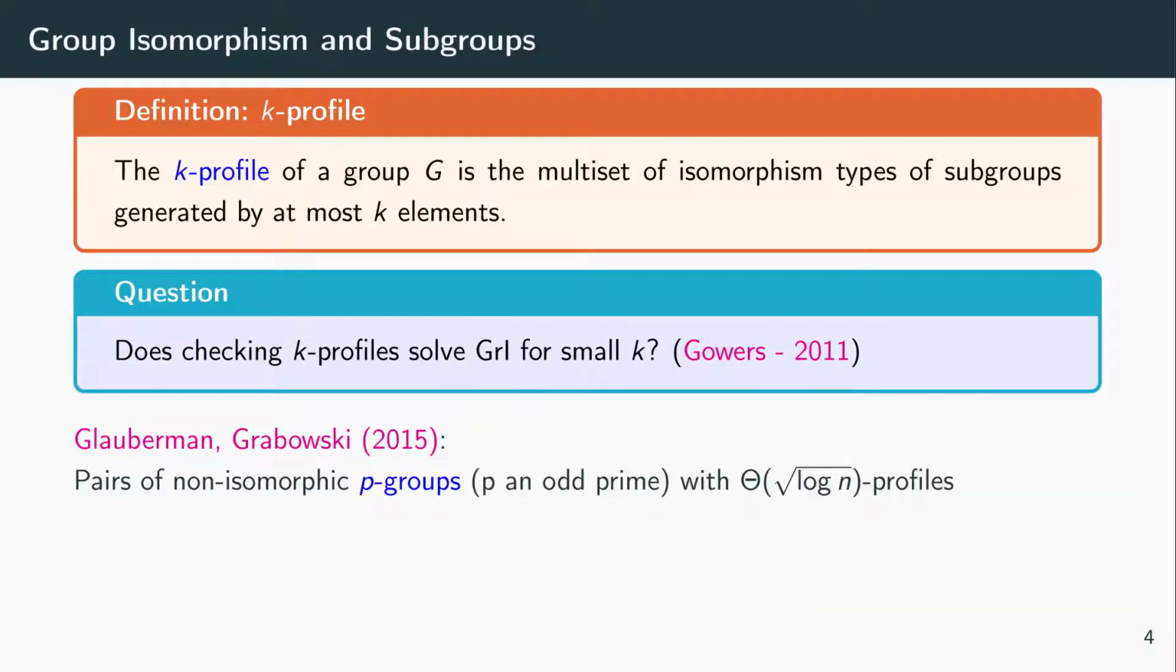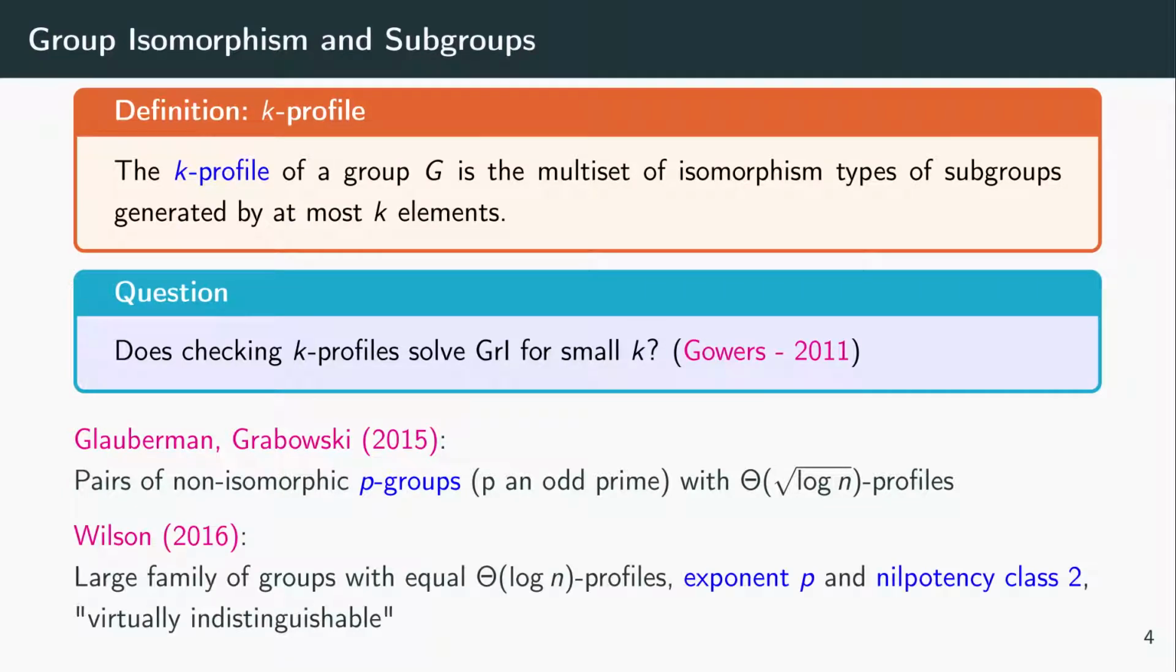Only in 2015, Glauberman and Grabowski gave the first construction of infinitely many pairs of non-isomorphic p-groups, which are highly similar in terms of their subgroup profiles, that is, they have the same square root of log n size profiles. Later, Wilson gave a construction of an infinite family of groups where for each occurring order there's a magnitude of isomorphism types. And these groups have equal log n size profiles, so this is asymptotically optimal.